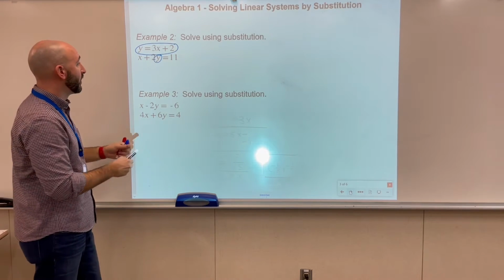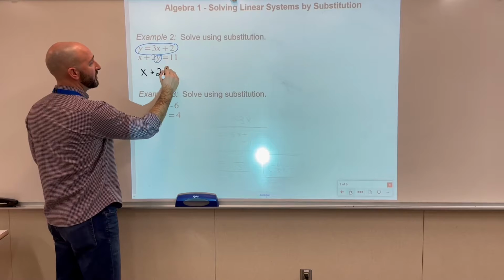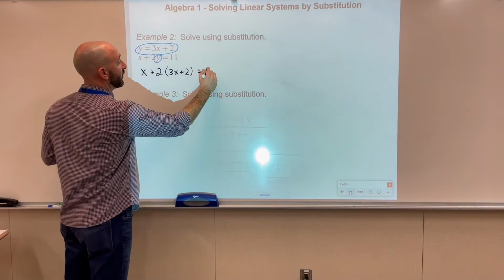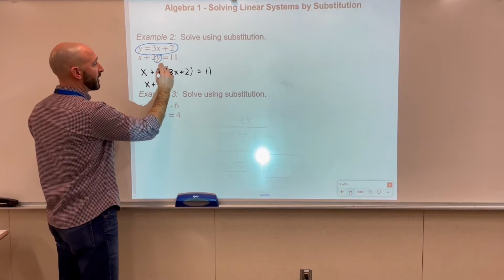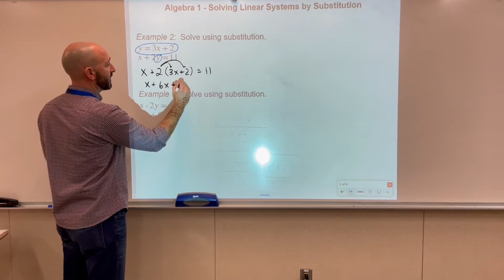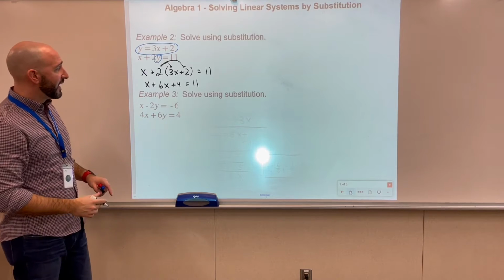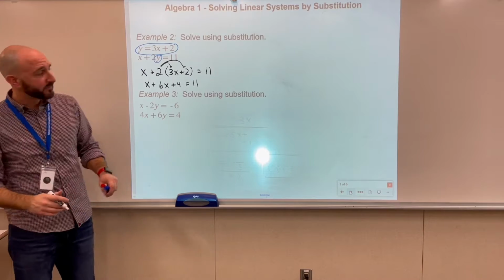And I'm going to rewrite that equation right here. So it's going to be x plus 2 times (3x plus 2) equals 11. x plus, we're going to distribute the 2, so 6x plus 4 equals 11. And now we're going to go ahead and solve this equation.